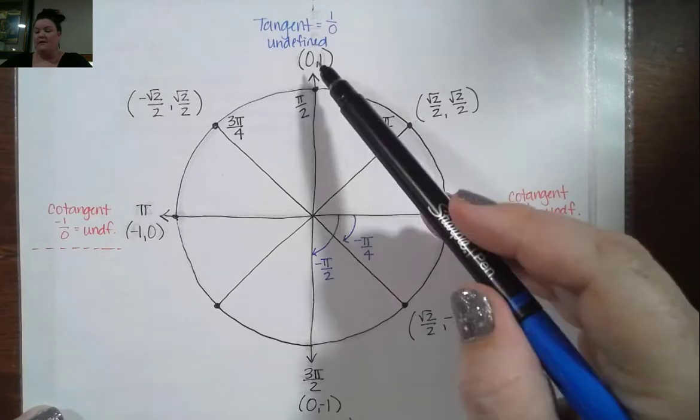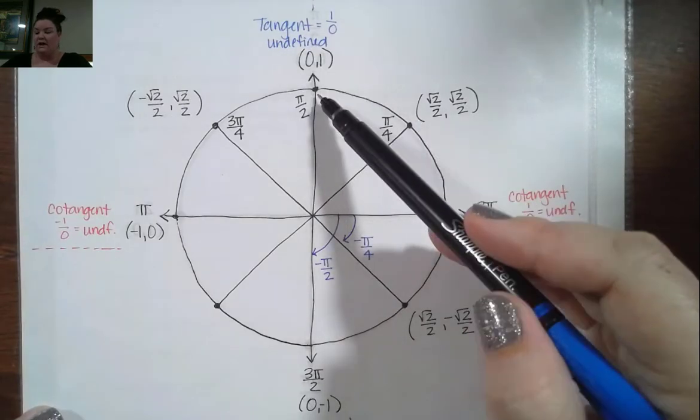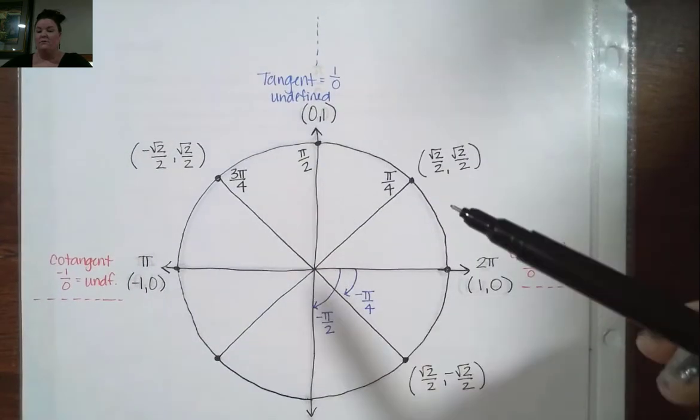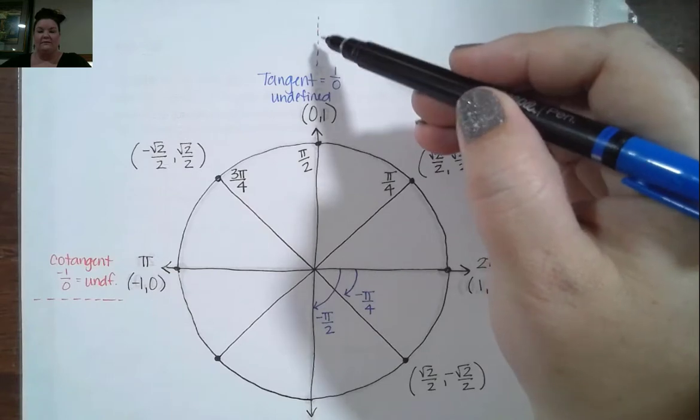So I have my undefined pi over 2, which I know is going to give me an asymptote. And the way that we denote asymptotes is with a dotted line. So I put this here just kind of for reference.